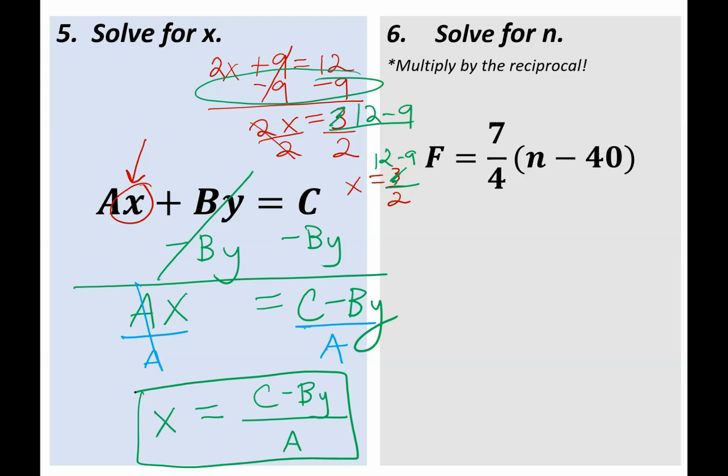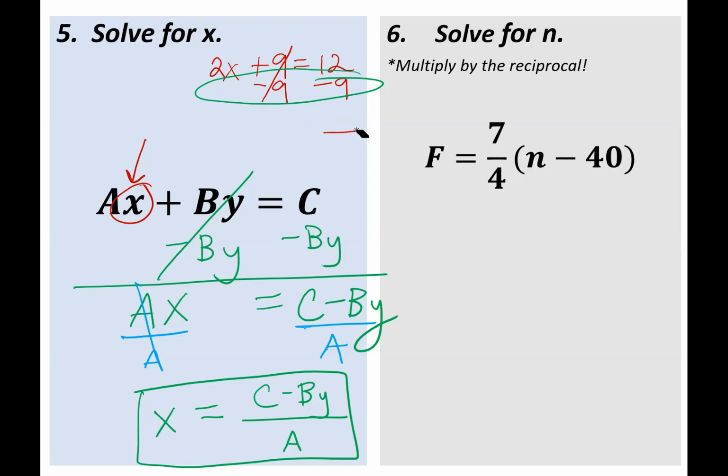So again, here's what we just did for number 5 to solve for x. We had ax plus by equals c. We subtracted by on both sides. Then we divided by a on both sides. And we ended up with x equals c minus by all over a. All right, number 6 is coming up next.